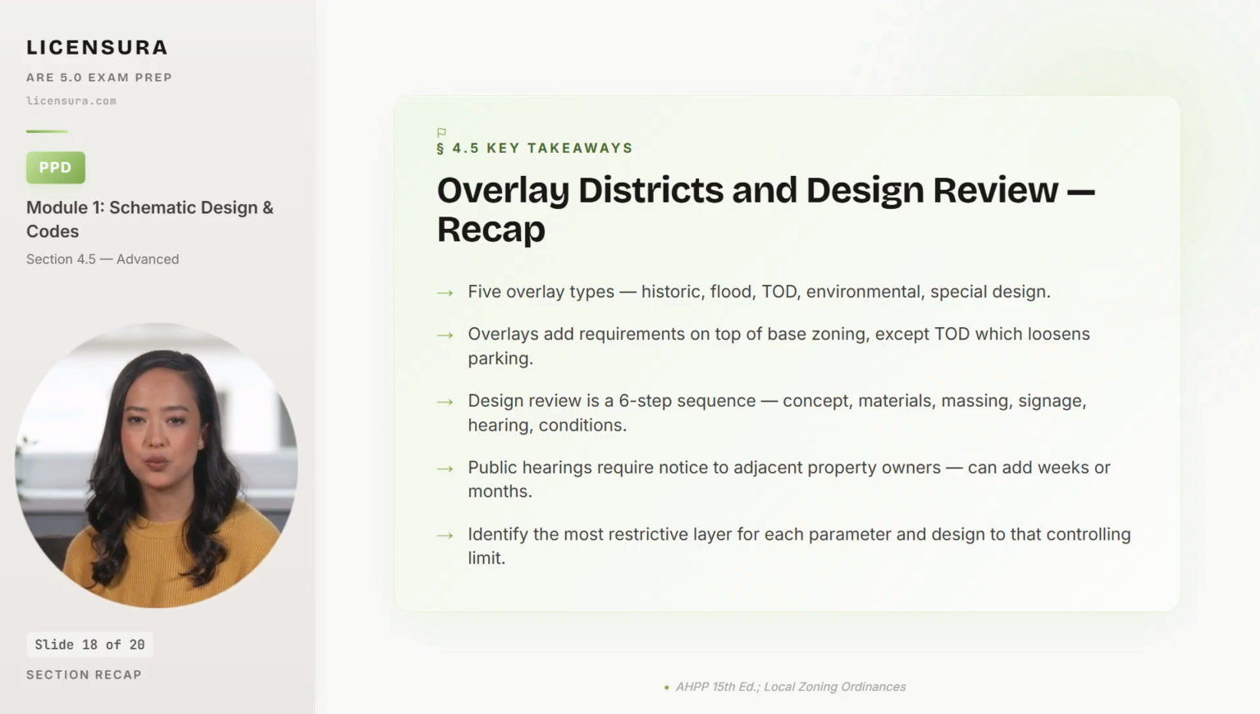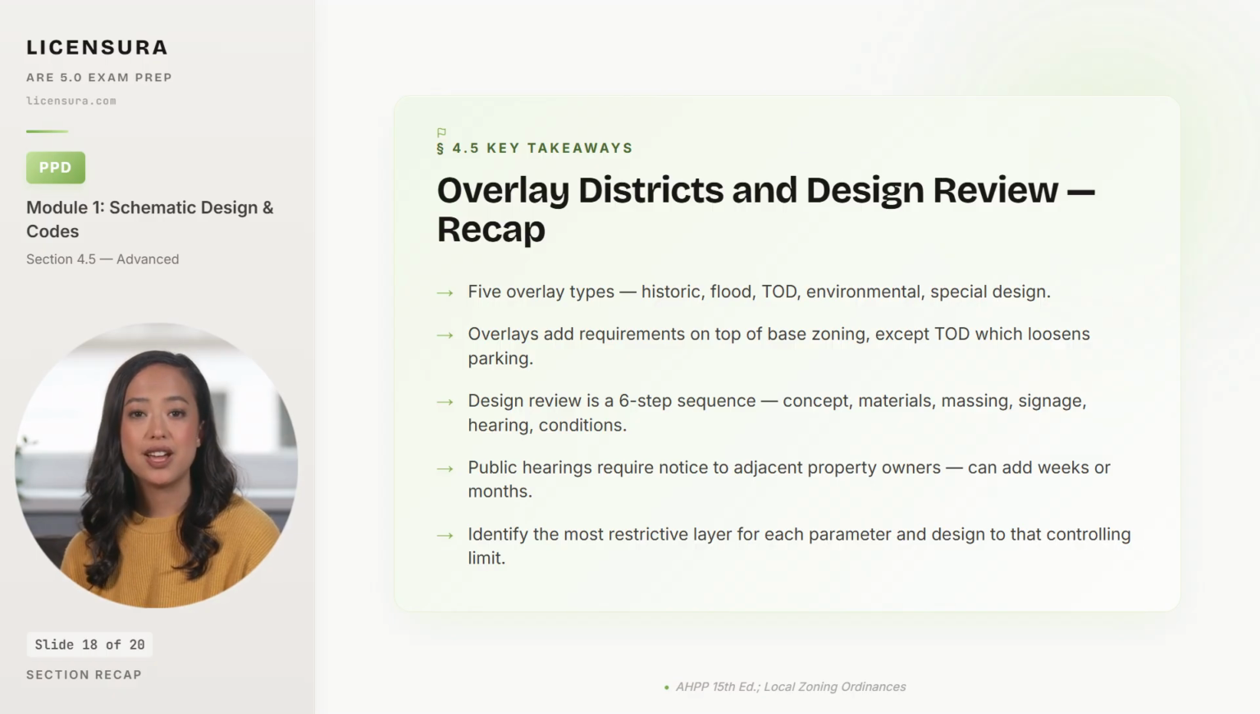Second, the general rule is that overlays add requirements on top of base zoning, with the notable exception of TOD overlays, which loosen parking requirements and often raise height or FAR caps in exchange for transit station proximity. Third, design review is a 6-step sequence: concept presentation, materials approval, massing and scale review, signage review, public hearing, and conditions of approval, with each step having its own clock and its own potential for delay.